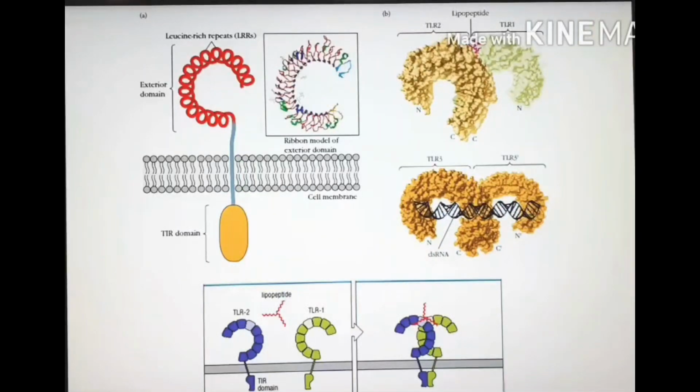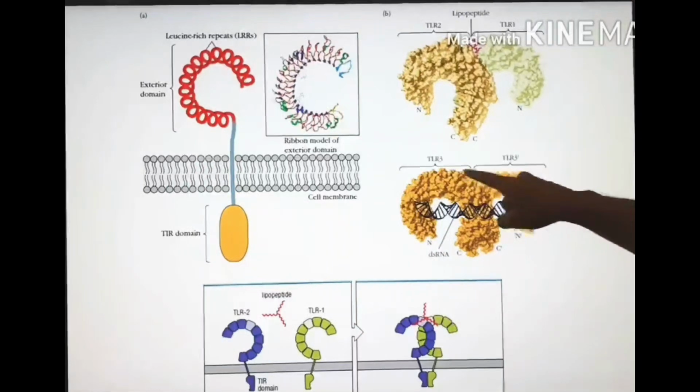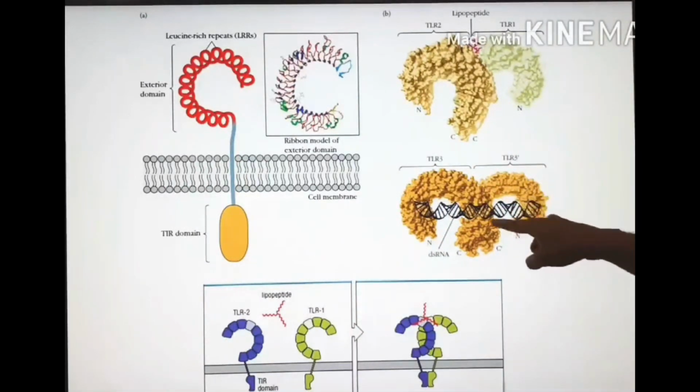The majority of the toll-like receptors function as homodimers, but three molecules of toll-like receptor function as heterodimers, like TLR1, TLR2 and TLR6. TLR1 and TLR2 form a heterodimer, and TLR2 and TLR6 form a heterodimer. The rest of the toll-like receptor proteins form homodimers. There are 9 toll-like receptors. You can see here that toll-like receptors 2 and 1 bind and form a heterodimer so that it can bind with a lipopeptide, and TLR3 and 3 form a homodimer that can bind double-strand RNA.